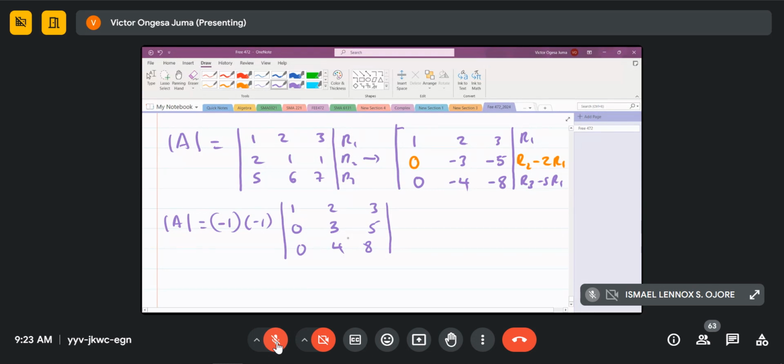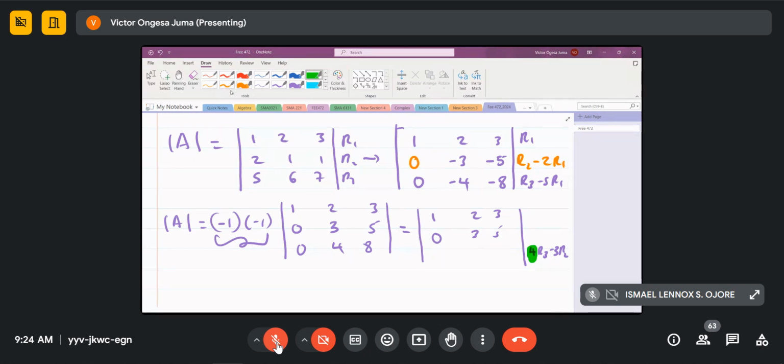And then now I also want to eliminate this. Just keep track of any factors you keep out. So row 1 has not changed: 1, 2, 3. Row 2 is not changing: 3, 5. And then row 3, what's happened to row 3? It is 4 row 3 minus 3 row 2. And so here, since I've multiplied row 3 by 4, in the end I'll have to divide by 4 when I find the determinant of A.